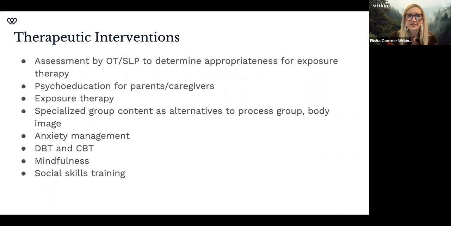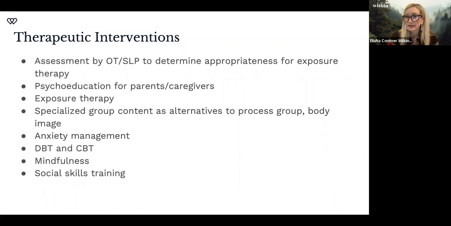We also want to develop specialized group content. Many of these individuals are not going to be appropriate for process groups. So we want to develop some specialized groups that will work for these individuals, such as social skills groups, anxiety management, DBT and CBT groups that focus on helping these individuals to better understand their emotions and what the emotions are telling them to do. And the goal is also to help challenge some of these unhelpful thoughts, learn more adaptive skills, and teach the clients to understand what happens when their emotions are in charge versus when they are in charge of their emotions.